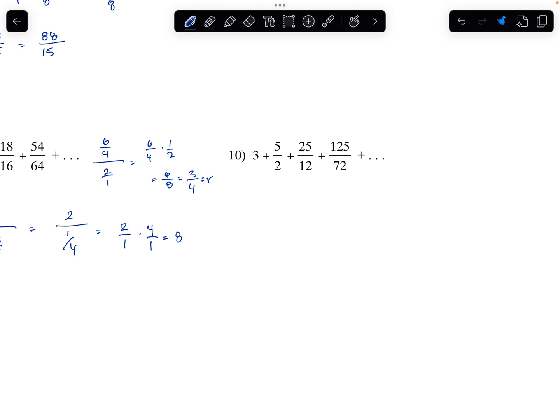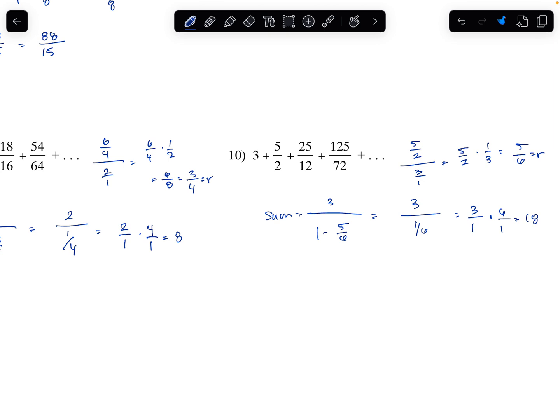Again, same thing here. So I'm going to take 5 halves and divide it by 3, which would be equal to 5 halves times 1/3, which would be equal to 5/6. So that should be my ratio right there. That definitely does look like it. 5/6. Okay. And then the sum will be equal to 3, which is my first term, over 1 minus 5/6, which would be equal to 3 over 1/6. And then that would be equal to 3 for the keep, change, and then flip. So that would be equal to 18 right there.